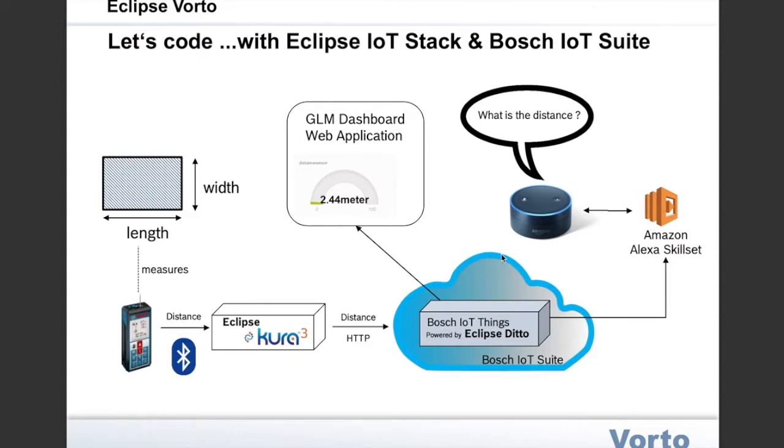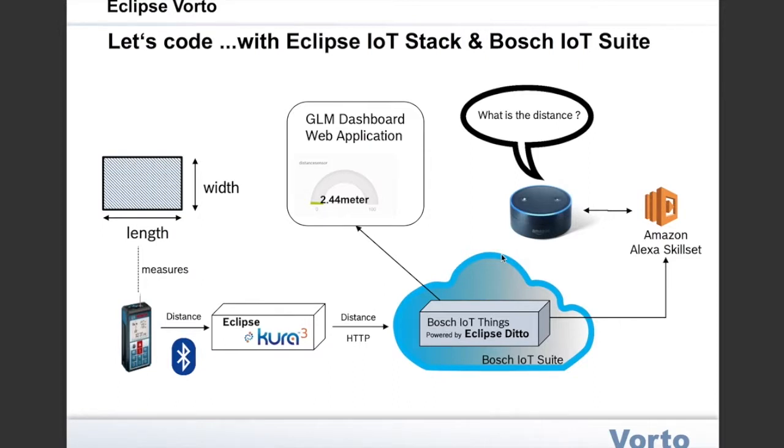In the Bosch IoT Suite cloud backend, there is the digital twin component called Bosch IoT Things. It's powered by the open source Eclipse project Ditto, which stores the state information of the GLM and provides this to other applications northbound. So in these northbound applications, we're going to implement a GLM dashboard to visualize the distance data as well as the incline data of the GLM.